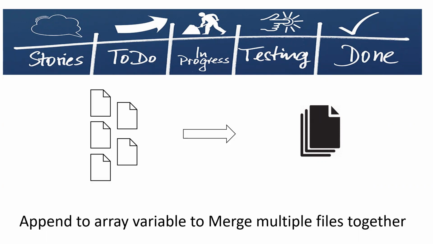Today in this episode 3, we are going to work with a very interesting variable present within Power Automate called the Append to Array variable. What we are going to do is use the capabilities of the Append to Array variable to merge multiple files together. To understand this better, let's take a business case scenario into picture.